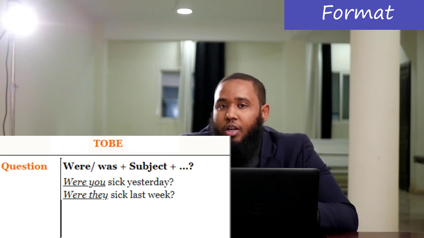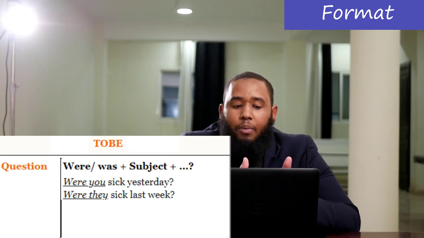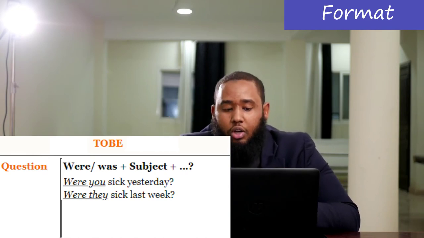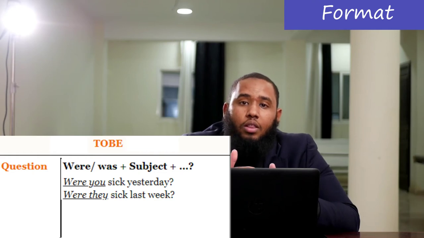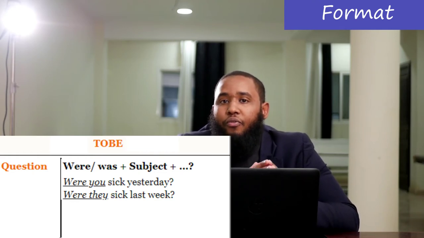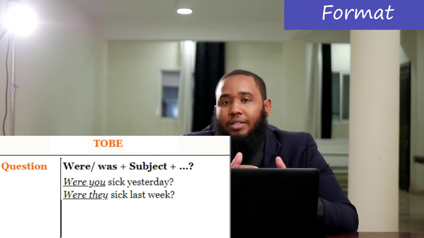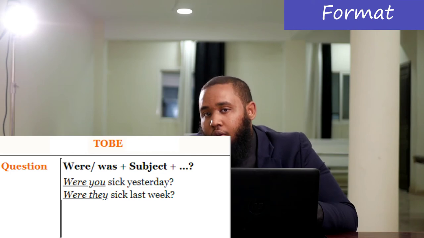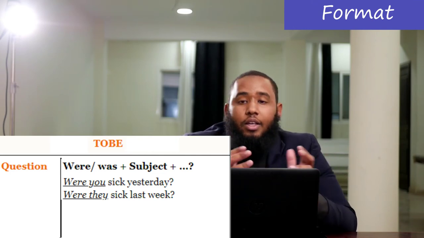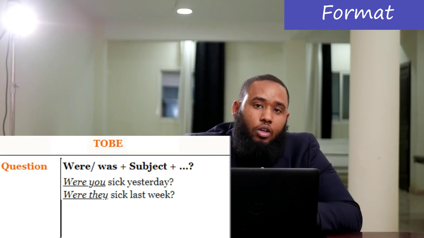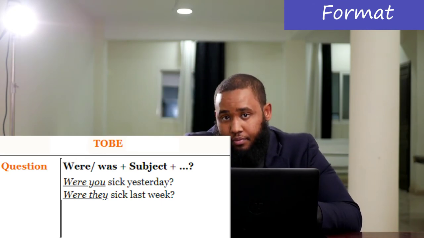I was sick yesterday. This was positive. So you see in the positive sentence, I was sick yesterday. Now in the question, we just put were or was before the subject. Were you sick yesterday? Were they sick last week? Was I sick yesterday? It just switches.